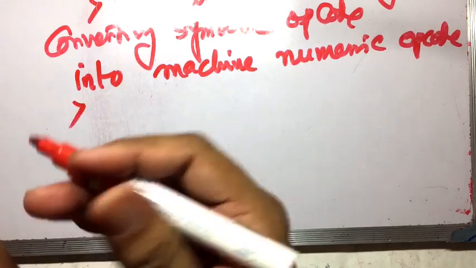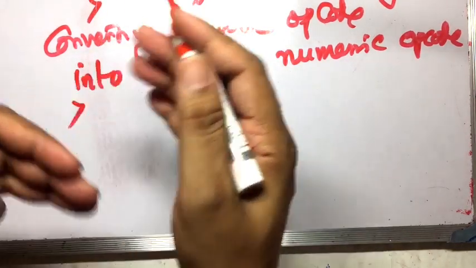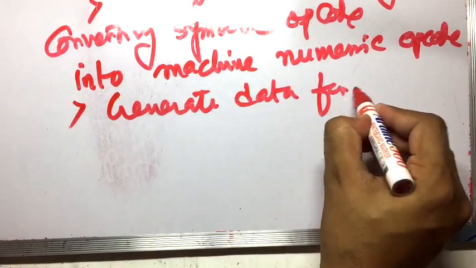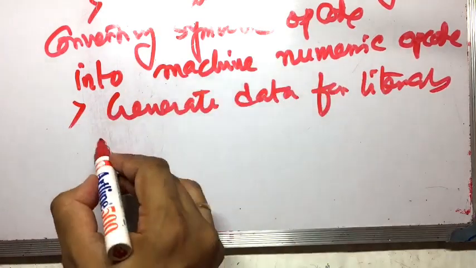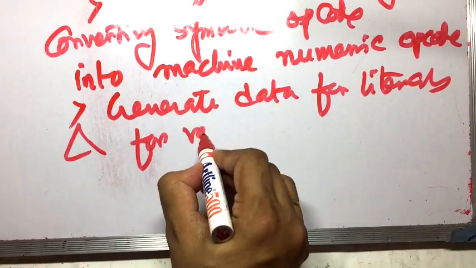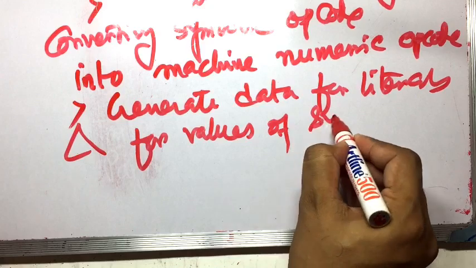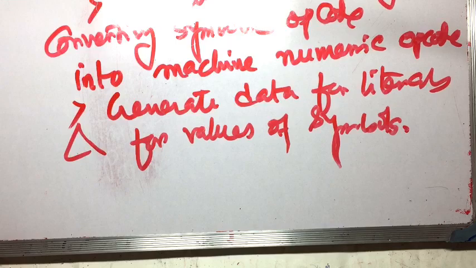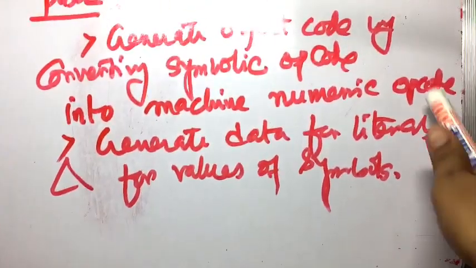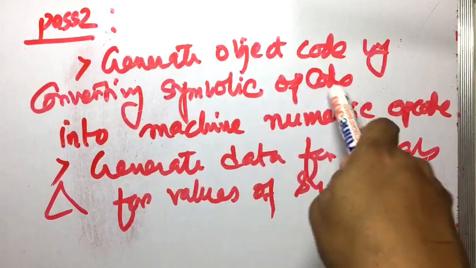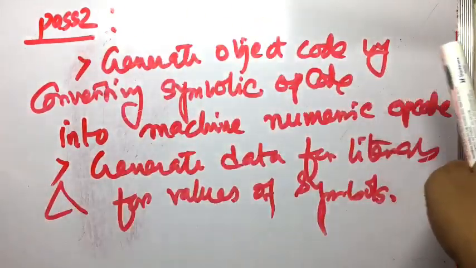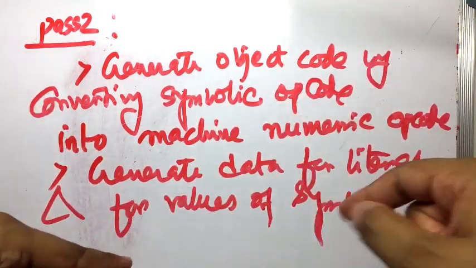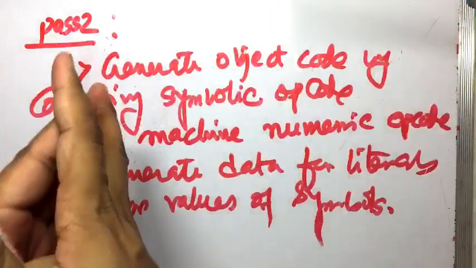Next, it is used to generate data for literals and for values of symbols. So these are the functions of pass 2. Pass 2 generates the object code by converting symbolic opcodes like add, move into machine level opcodes, and then generates the data for the literals and values for the symbols. So this is the purpose of pass 2.